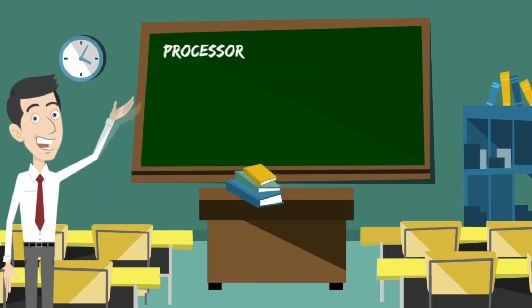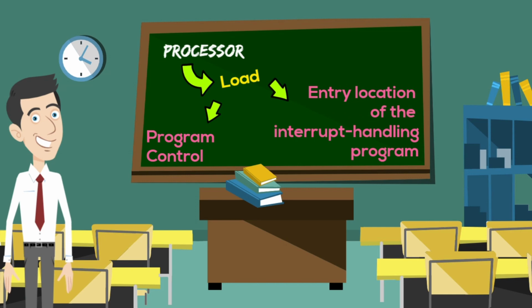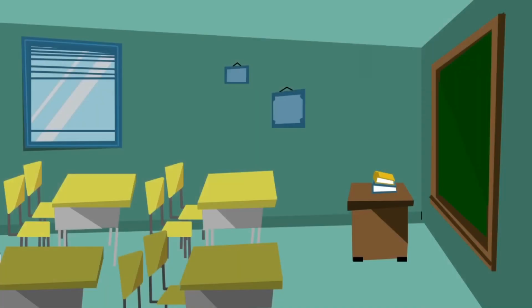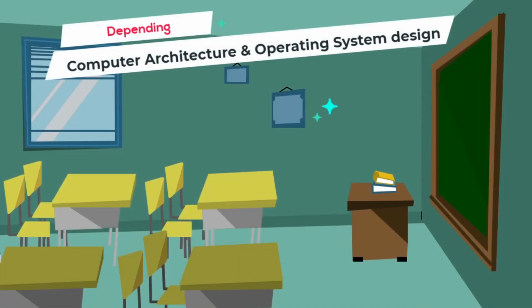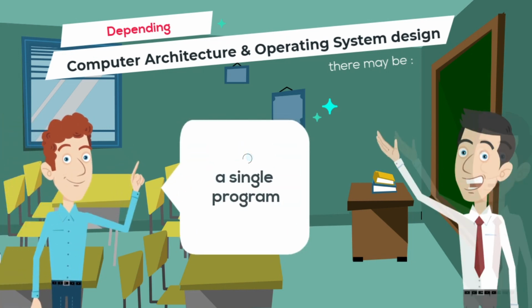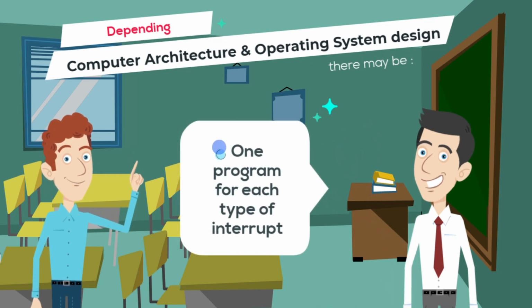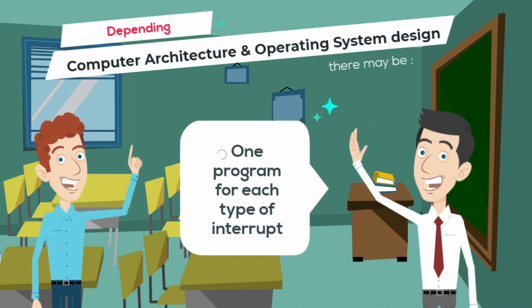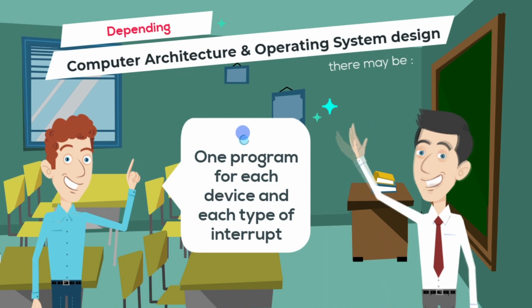The processor now loads the program counter with the entry location of the interrupt handling program that will respond to the interrupt. Depending on the computer architecture and operating system design, there may be a single program, one program for each type of interrupt, or one program for each device and each type of interrupt.